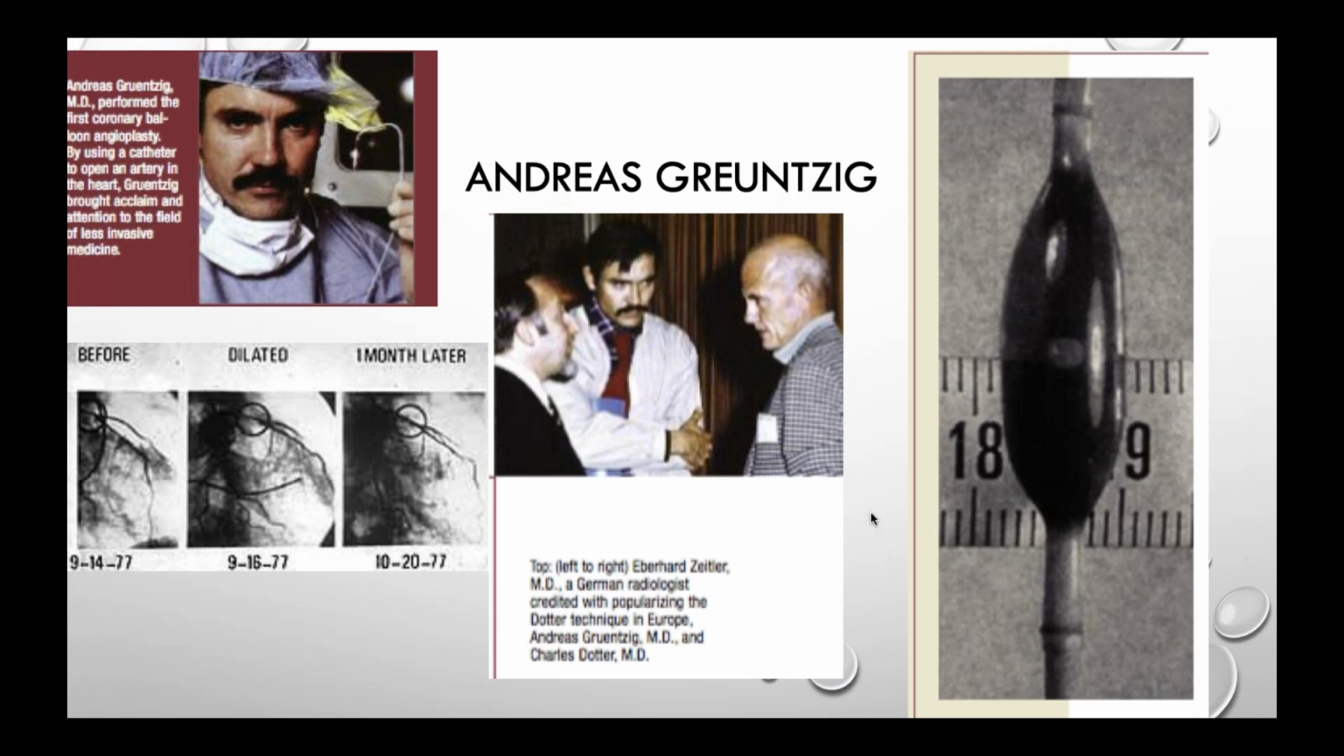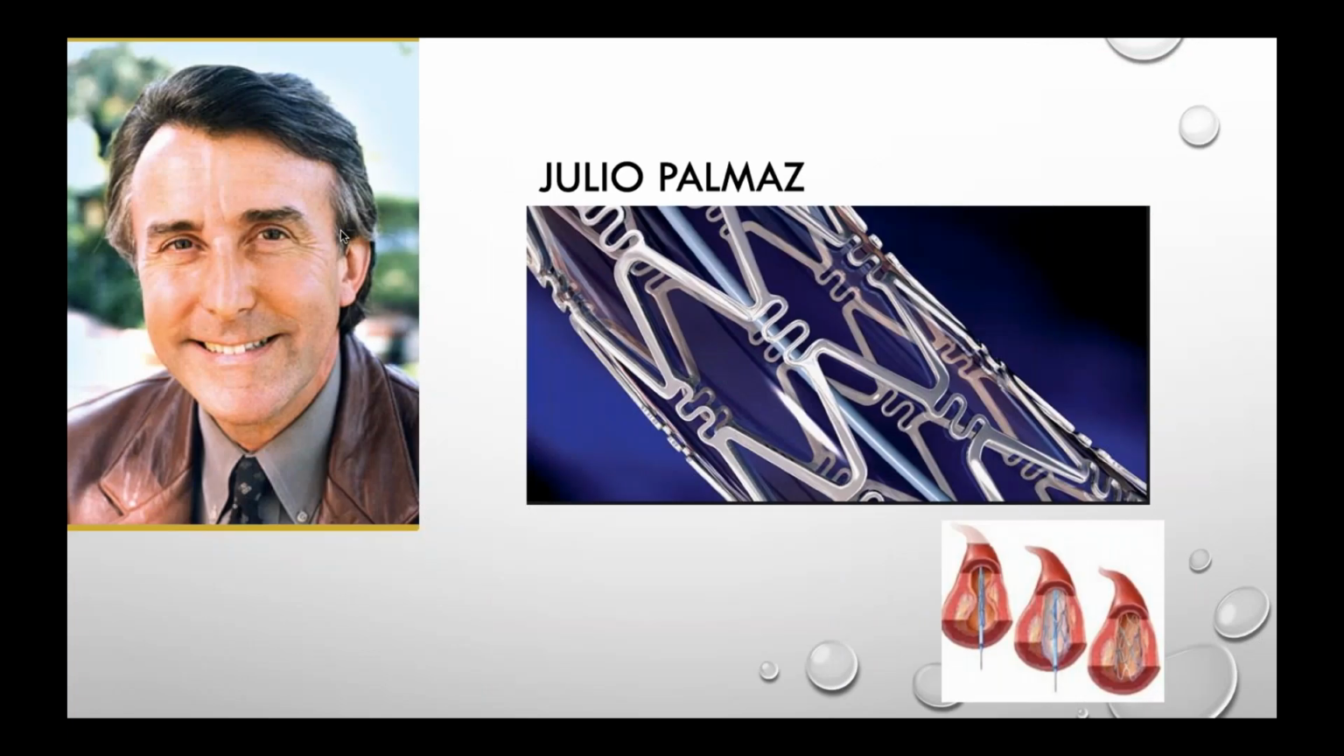And so Zeitler, a German radiologist, started to propagate the Dotter technique in Europe. Gruentzig was also adapting this model. Then in 1977, he dilated the coronary artery with a balloon catheter that he developed, called the Gruentzig balloon catheter. So Andreas Gruentzig was one of the first interventionalists to do coronary angioplasty, in 1977. Again, you can see the tremendous amount of innovation and rapid evolution of our specialties.